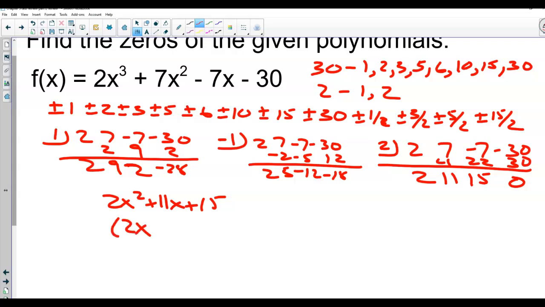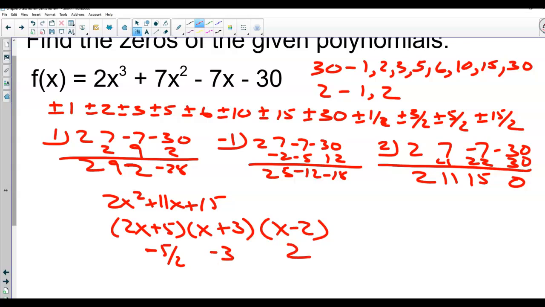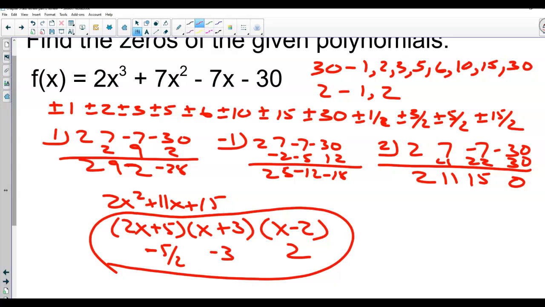(2x plus 5, x plus 3). And I do need to write down my other factor. If 2 works, x minus 2 is a factor. So my zeros, -5/2, -3, and 2 are my answers.